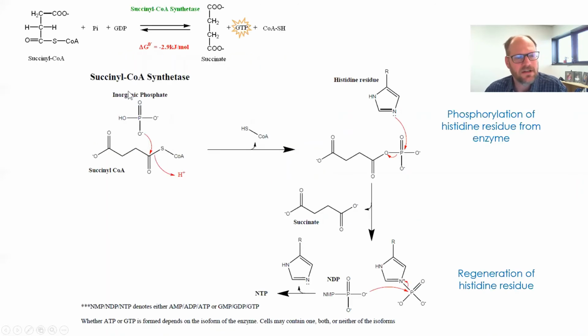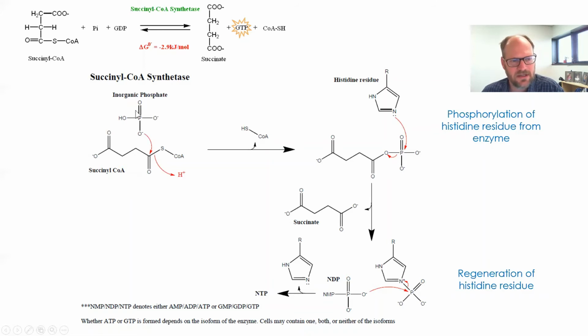Okay, moving along, we have succinyl-CoA synthetase, and what this does is it takes succinyl-CoA, an inorganic phosphate, and a nucleotide, either guanine diphosphate or adenosine diphosphate. We'll talk about some differences in isoforms that affect which particular nucleotide is involved. And then there's a substrate level phosphorylation event that ultimately makes a GTP or an ATP, frees the CoA molecule and releases the succinate.